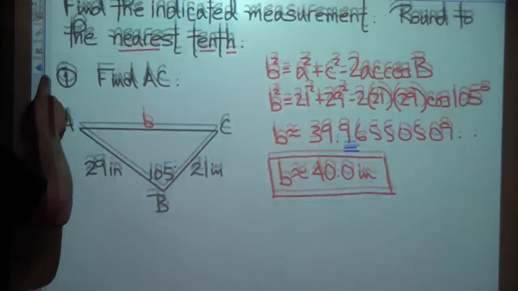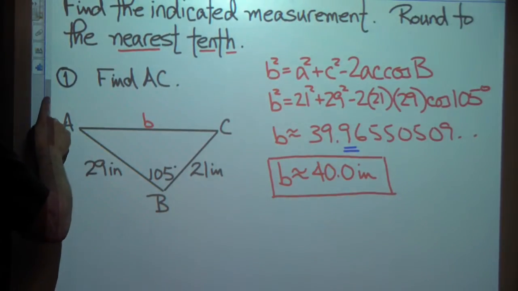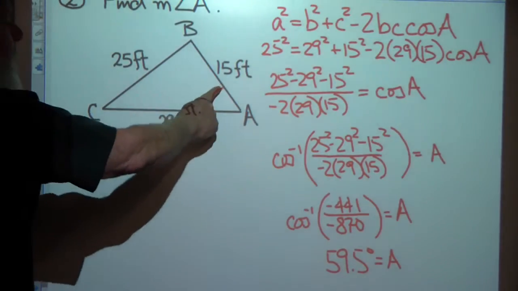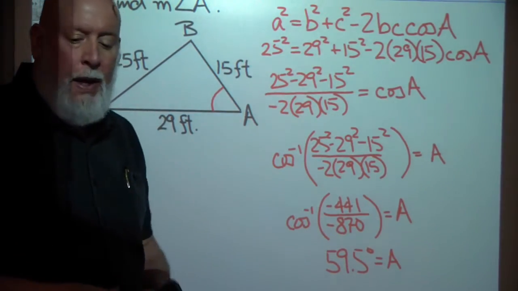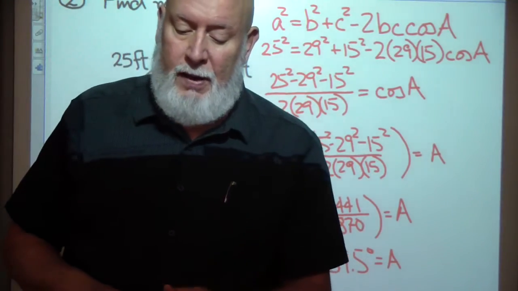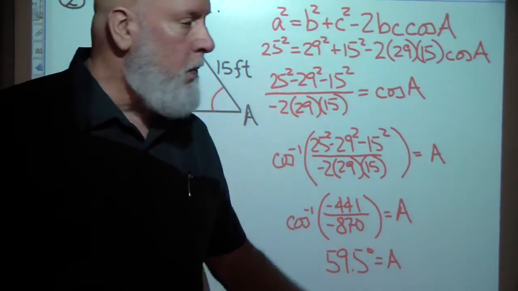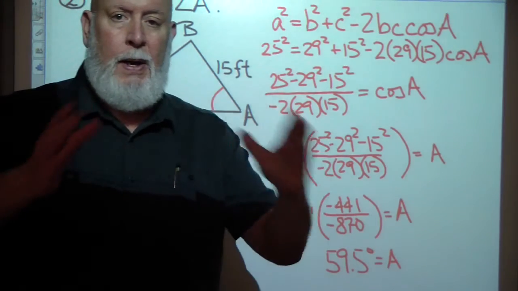We can use the law of cosines to find missing sides or missing angles of oblique triangles. And again, always try to use the law of sines first because it's quicker. If the law of sines doesn't work, then jump over to the law of cosines. You can do this.